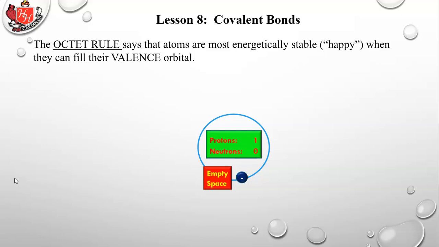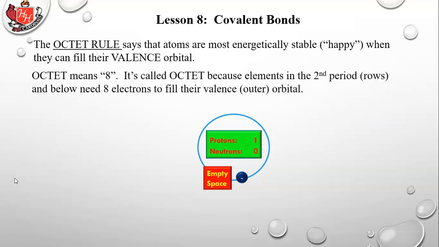The octet rule says that atoms are most energetically stable. That's the phrase you would want to use on the AP exam, energetically stable, not happy. Don't use metaphorical words like that. An atom is most energetically stable when it can fill its valence orbital. Octet means 8. It's called octet because elements in the second period and below need 8 electrons to fill their valence orbital.